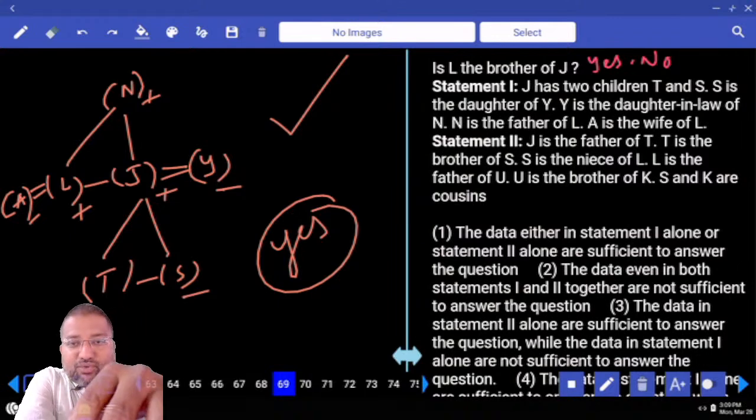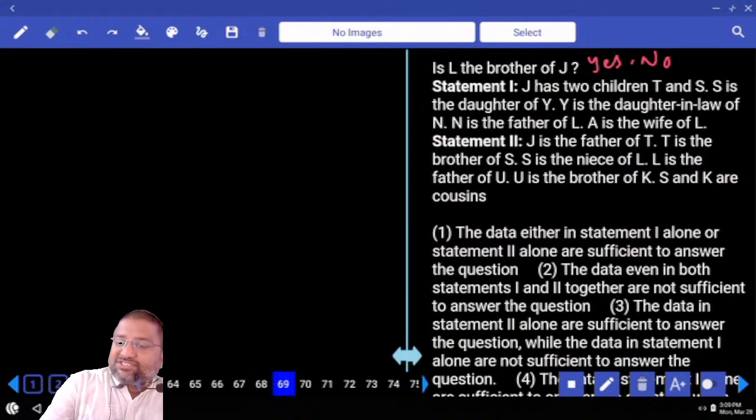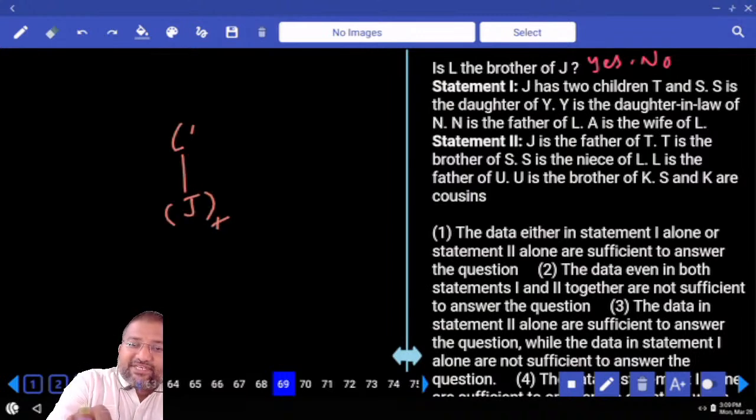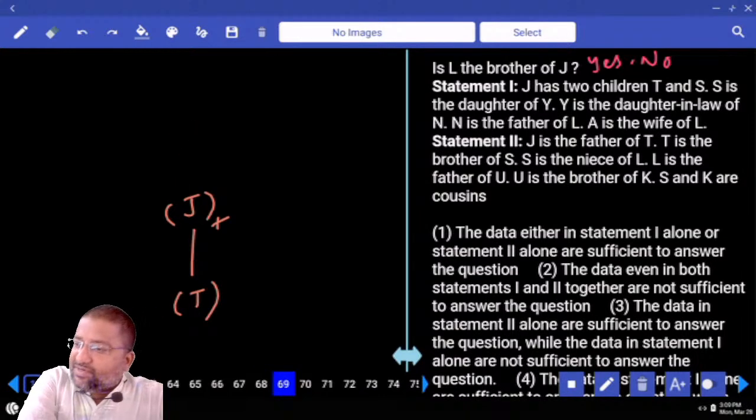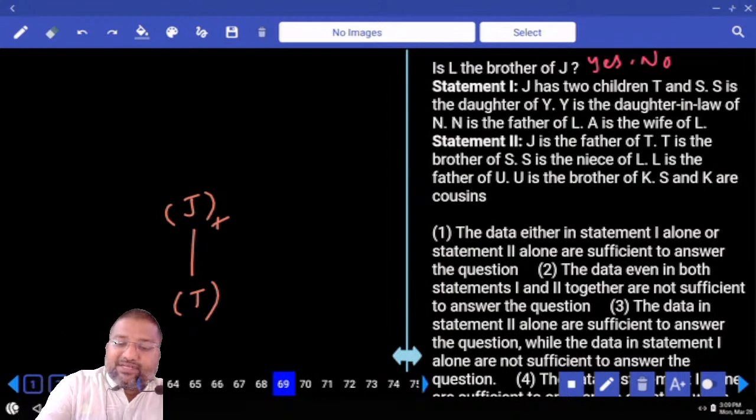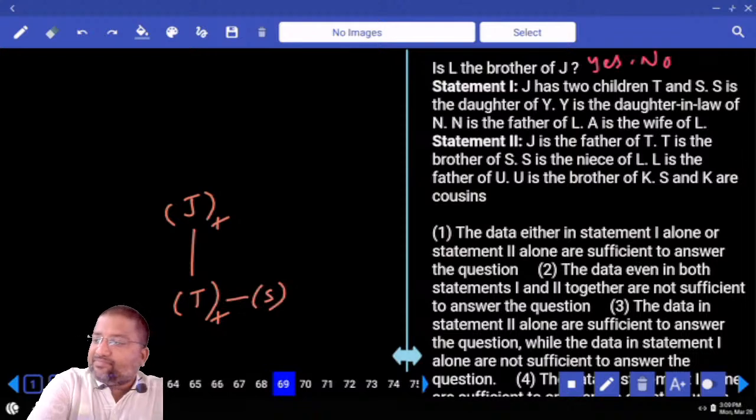Let me go for 2 separately now. What's 2? J is the father of T. T is the brother of S. S is the niece of L.